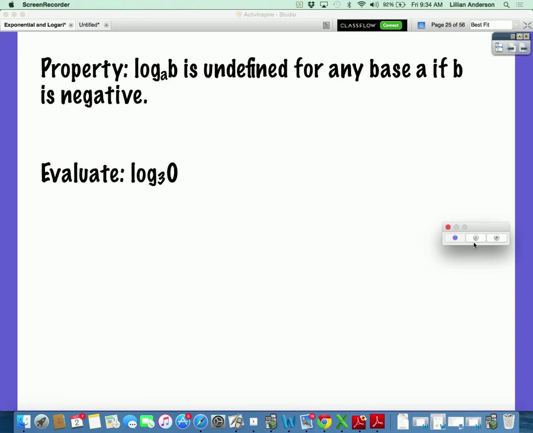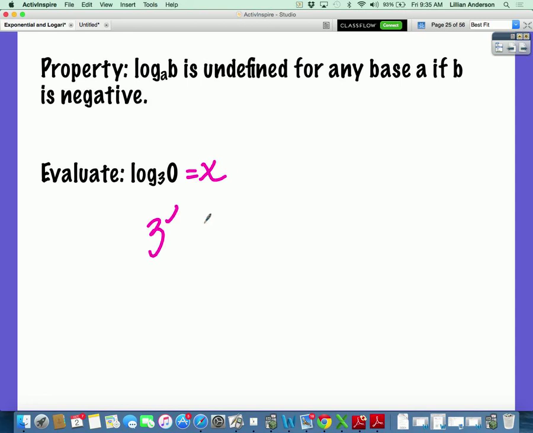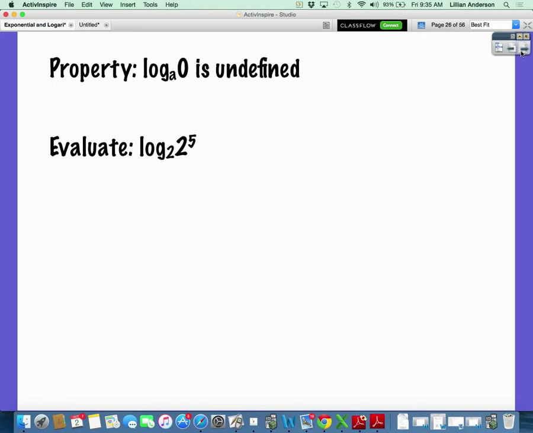And after you get done that property, I want you guys to do the next one. So what did you guys get for an answer here? It is no solution. There's no number that you can plug in for x that will give you a 0. So even log base a of 0 is undefined. So that's another property there for your logarithms. Now there's another property there for you. A lot of properties for logarithms.